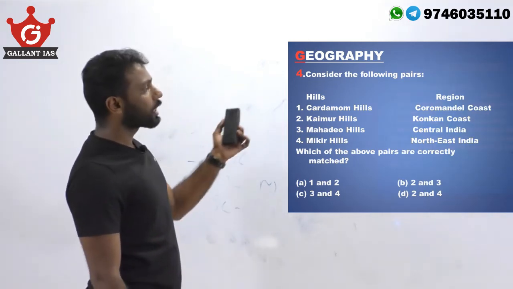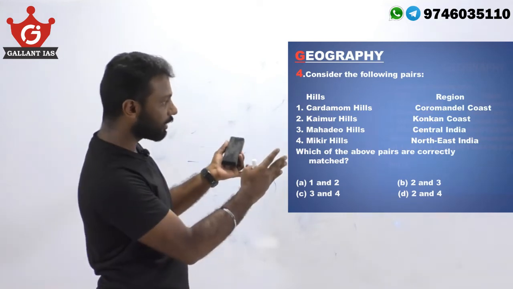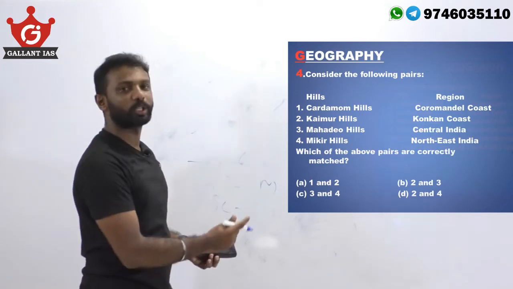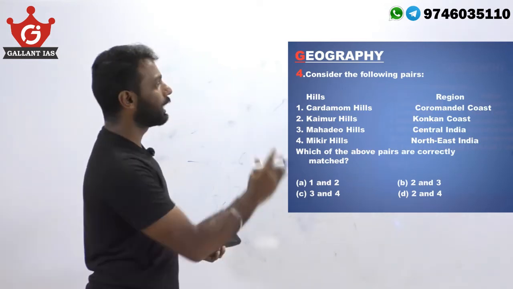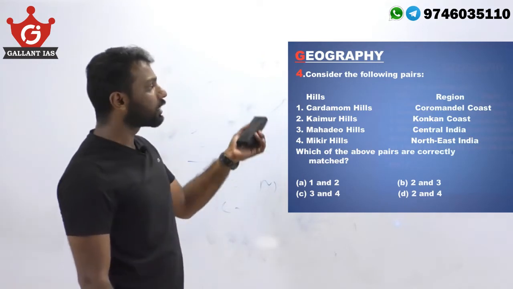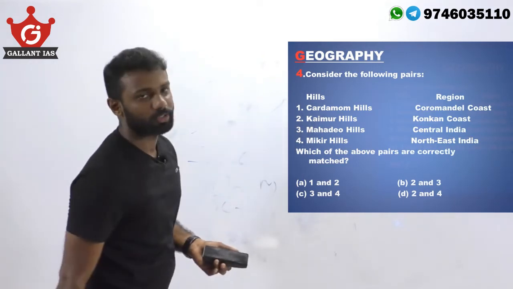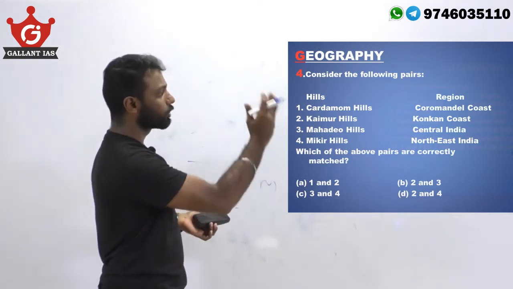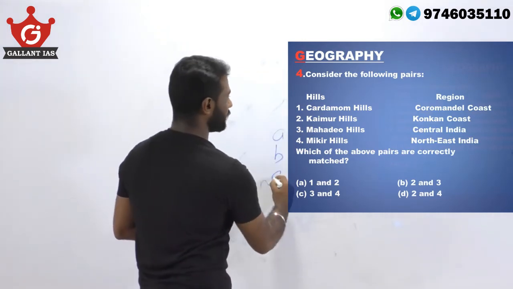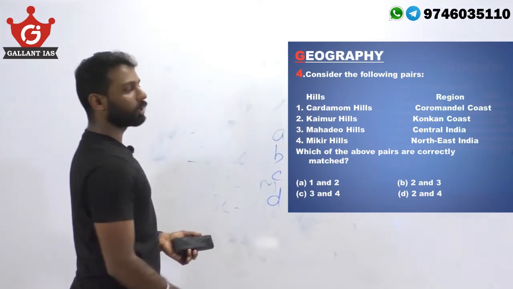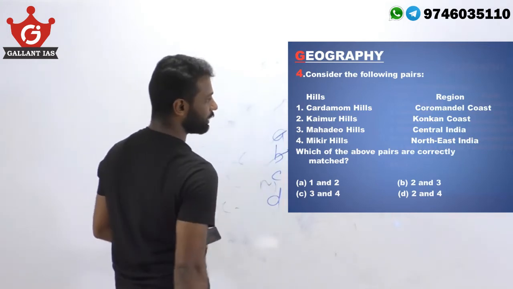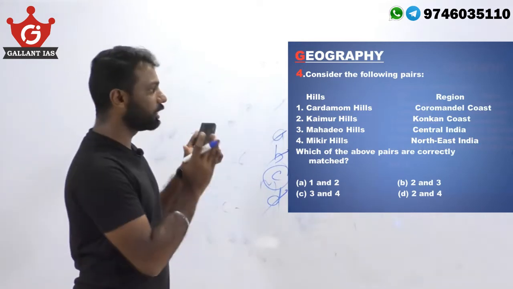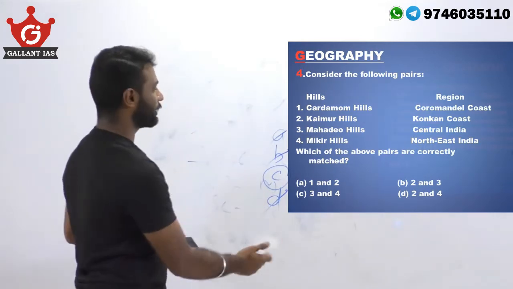Regarding this question, we have to find which of the above pairs is correctly matched. So we know that Cardamom Hills is in the southern part of Western Ghats, which borders Kerala and Tamil Nadu, and it is not in Coromandel Coast. Regarding Kaimur Hills, it says that it's in Konkan Coast. Actually, it is in the eastern part of Vindhya regions and not on the Konkan Coast. So statements 1 and 2 are wrong in this question. Just because 1 and 2 are wrong, A can be eliminated, B can be eliminated, D also can be eliminated. So out of these 4 statements, we know only 2, and just because of knowing that, we arrived at the answer option C.